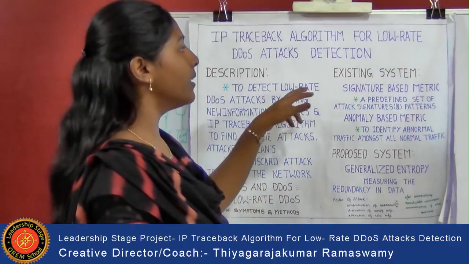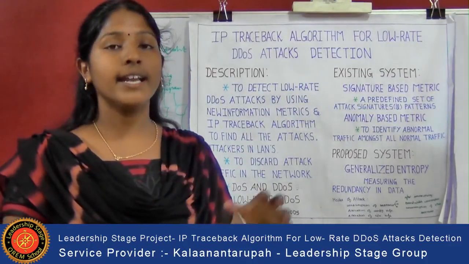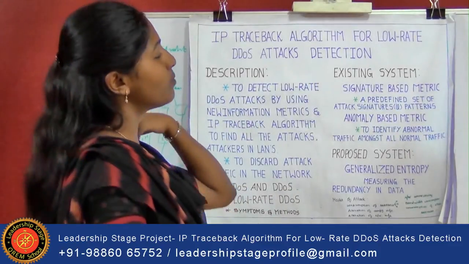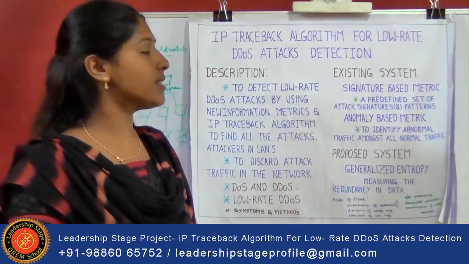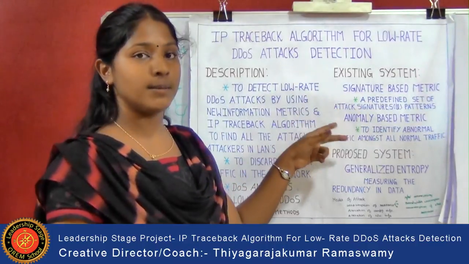Next, the existing system in our project. A large scale DDoS attack is usually combined from multiple low rate attacks. There are two types of DDoS attack detection metrics in this existing system: one is the signature based metric and the other is the anomaly based metric.